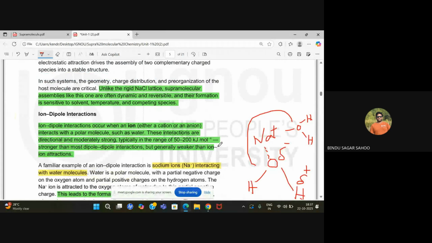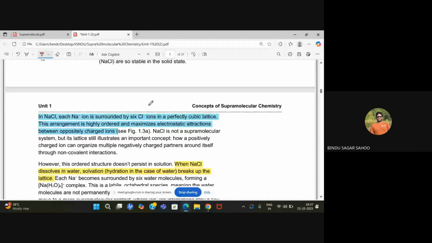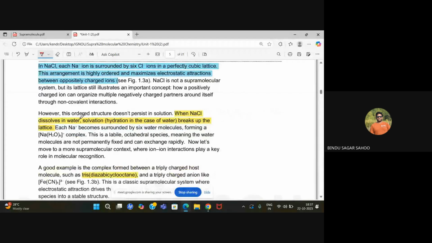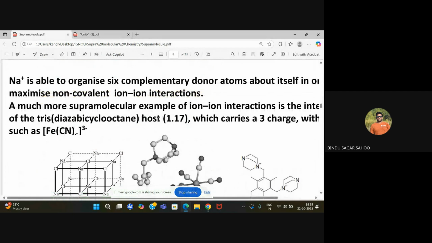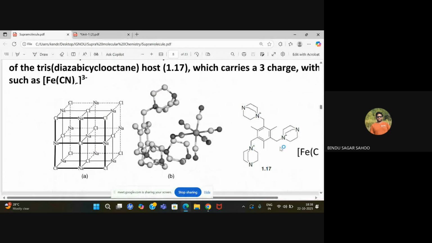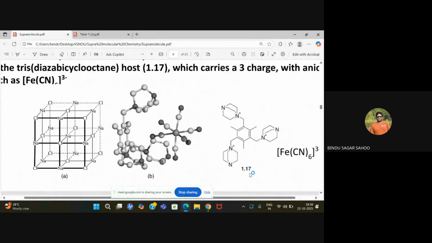Okay, you can also check other examples of ion dipole interaction. One example is the sodium water 6 complex. Yes or no? This type of complex forms after the dissociation of sodium chloride in water. And another example is tris diaza bicyclooctane. This will form a cyclic compound, and the cyclic compound structure you can see here, 1.17. This one, the triaza bicyclooctane complex.